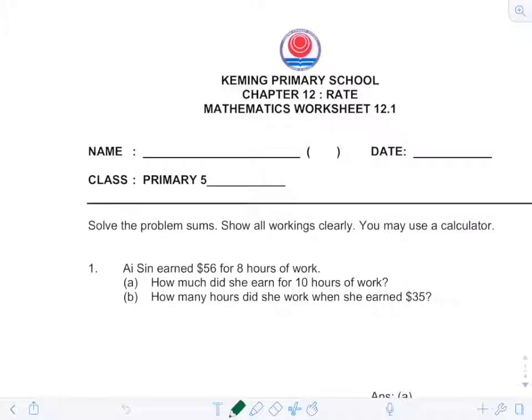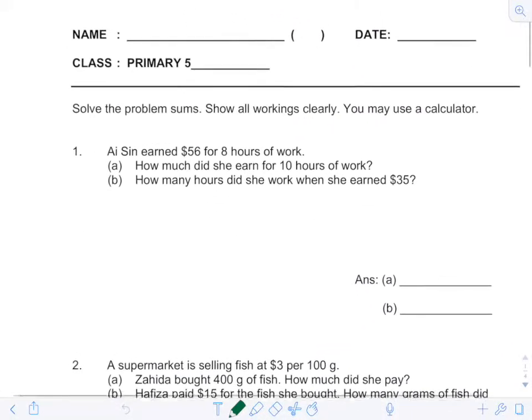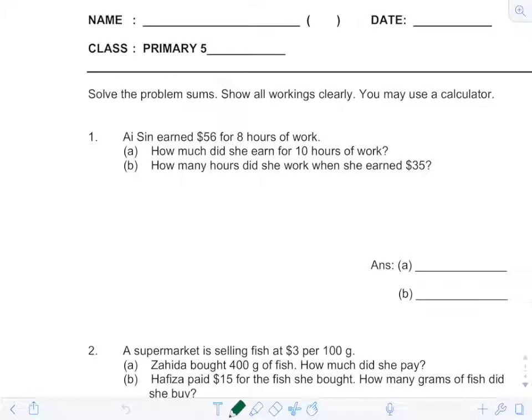Okay, so this is worksheet 12.1, rate. Now, Ising earned $56 for 8 hours. Once you see something like this, you can straight away make the connection. $56, it's 8 hours. Now part A, how much did she earn for 10 hours of work? So now you want to find how much for 10 hours.